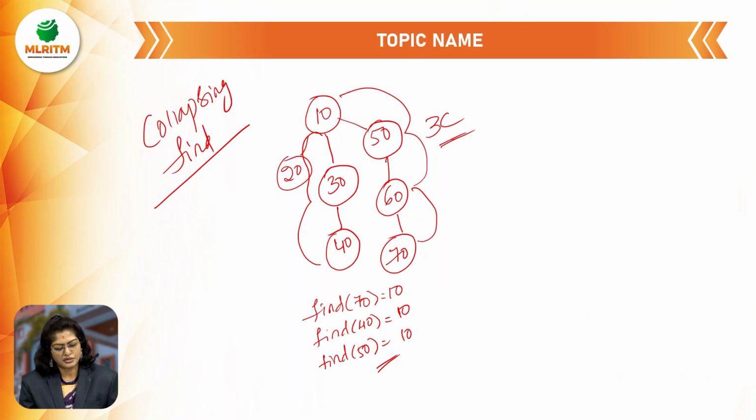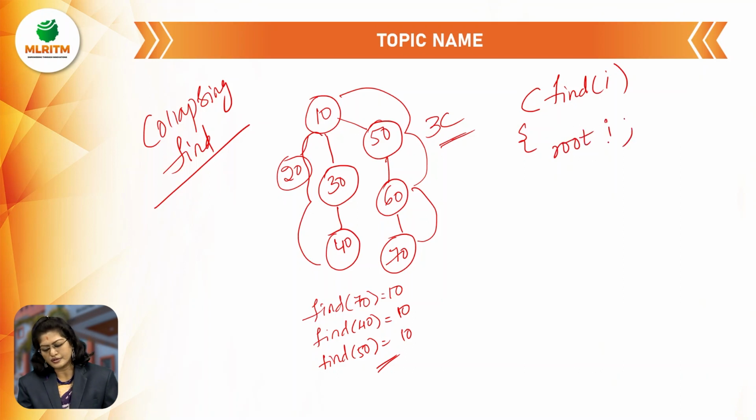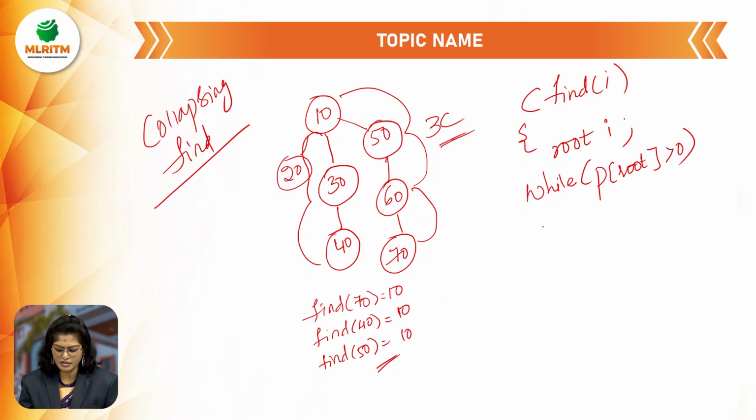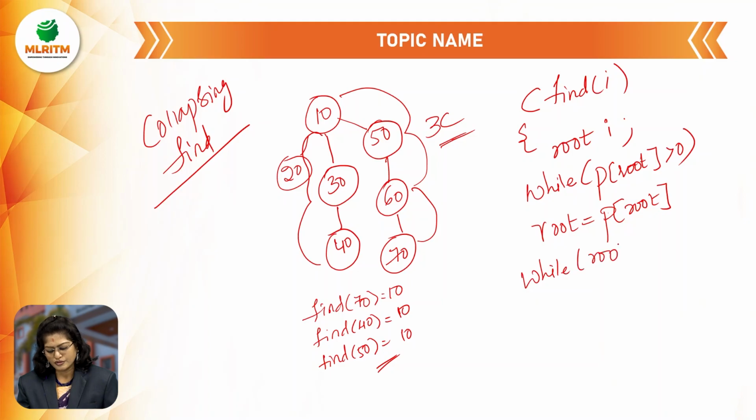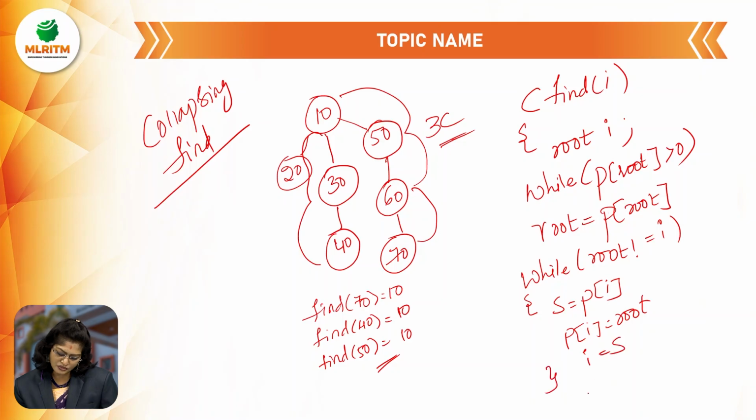So what is the main algorithm that you need to have? Collapsing find of I, open the braces, root I. While P of root is greater than 0, then root equals P of root. While root I not equals to I, open the braces, S equals P of I. Then P of I equals root I, I equals S. Close the braces, return root, close the braces.